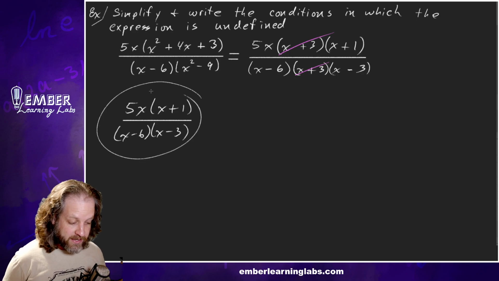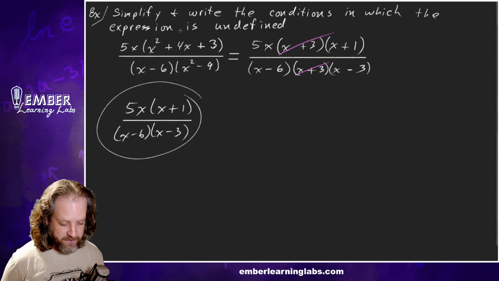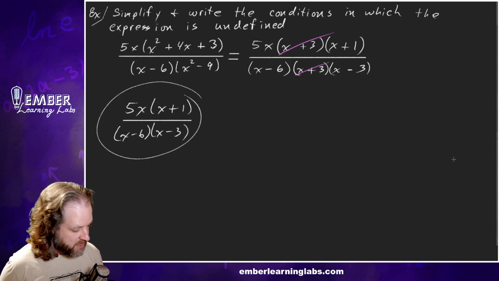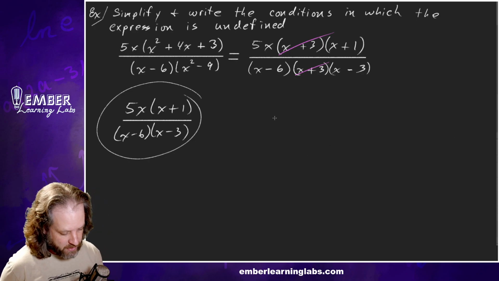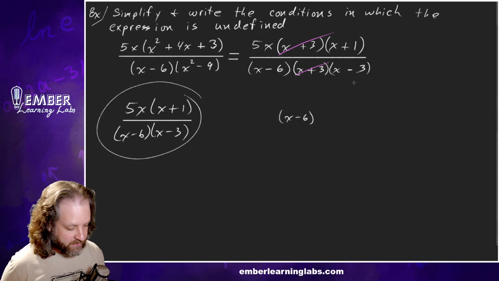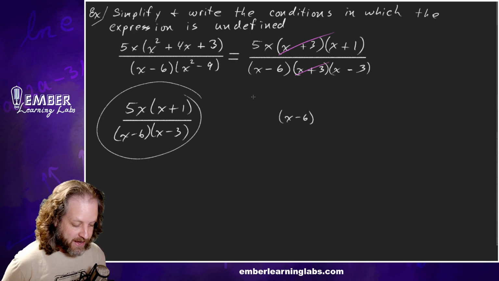Now we need to figure out what conditions the expression is undefined. So in order to do that, we need to just set the denominator equal to 0 and then solve for x. So x minus 6. Since we already did the factoring, I'm going to go ahead and write the factored version of that.